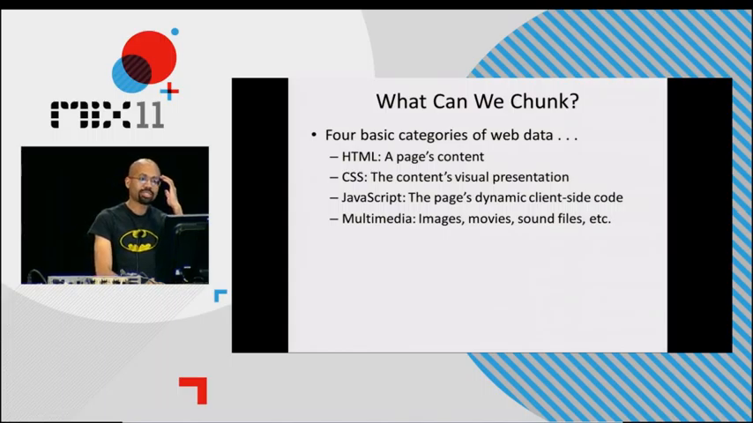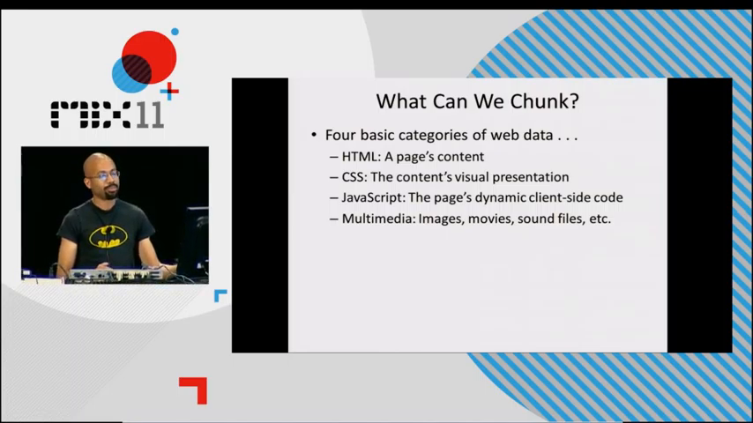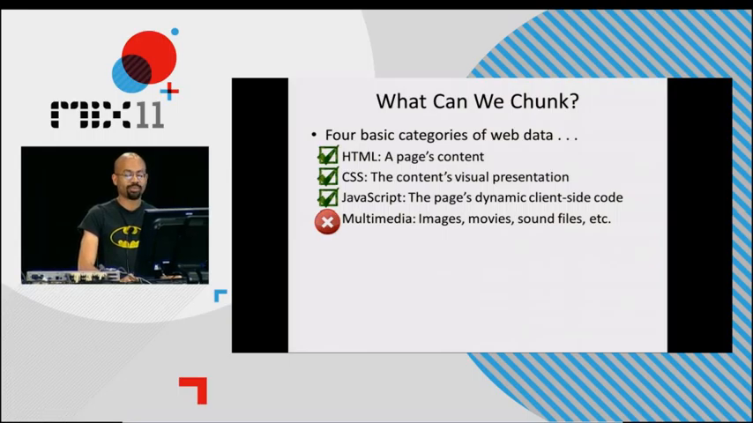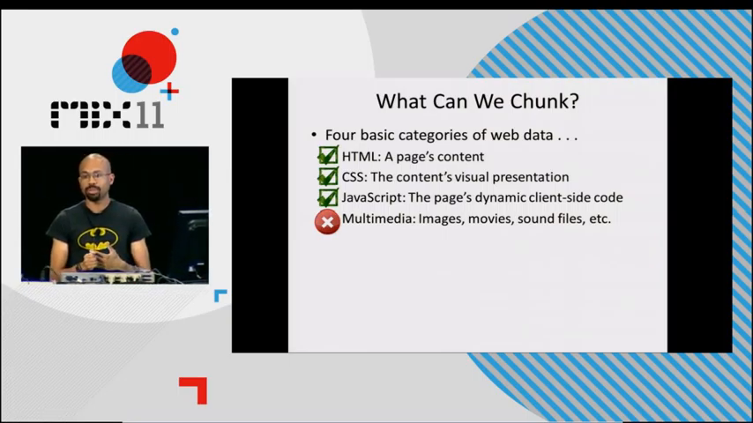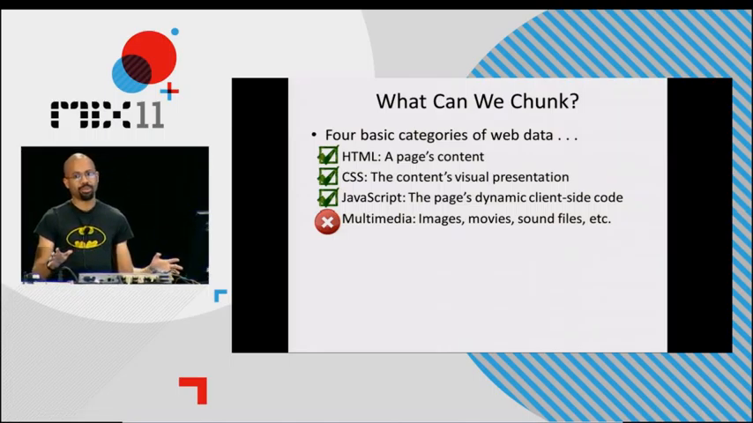So what kind of stuff can we chunk in a web page? Well, there are 4 basic categories of web data. There's HTML, there's CSS, JavaScript, and multimedia. Suffice it to say that the first 3 types are amenable to delta encoding because they're textual content that basically changes in reasonably sized diffs. Multimedia files like movies typically change wholesale, so they're not really amenable to delta encoding. So cool. Hopefully everybody's on board here.